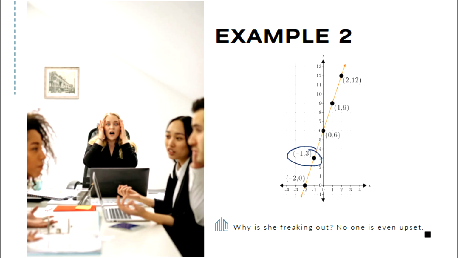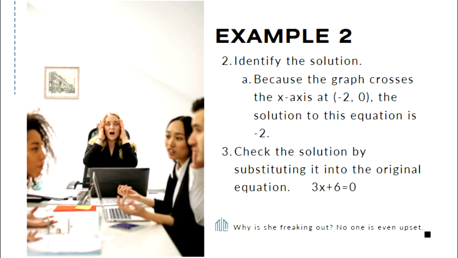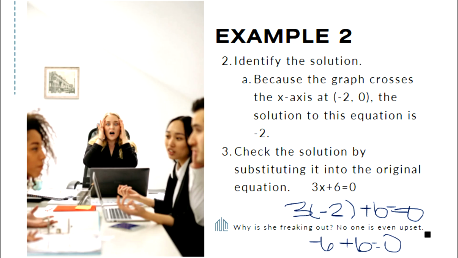Identify the solution. Well, where does it cross the x-axis? Right there at negative 2, 0. So that means the solution is negative 2. And you check the solution by substituting back into the original equation. Here's our original equation. So we have 3 times negative 2 plus 6 should equal 0. And look, 3 times negative 2 is negative 6. Negative 6 plus 6 does in fact equal 0. So we found the correct solution.